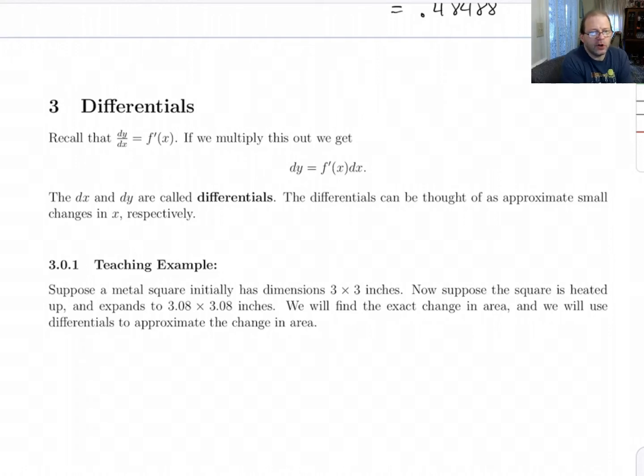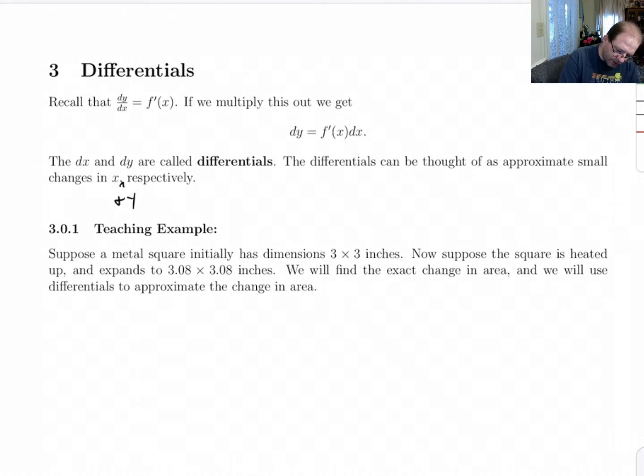Okay, differentials. Recall that dy over dx, the derivative, is equal to f prime of x. Well, if we take this and we multiply it out, we get dy is equal to f prime of x times dx. Now the dx and the dy, when we pull them off by themselves, those are called differentials. And differentials can be thought of as approximate small changes in x and y respectively.